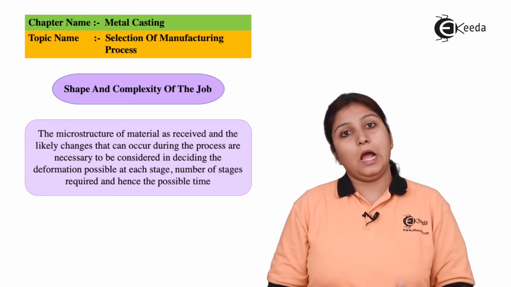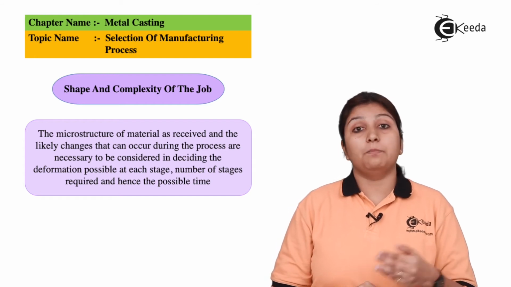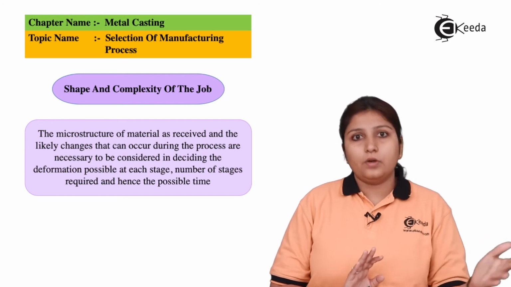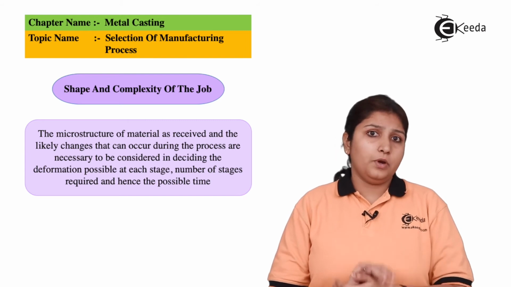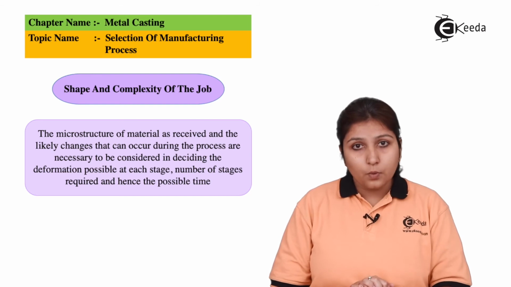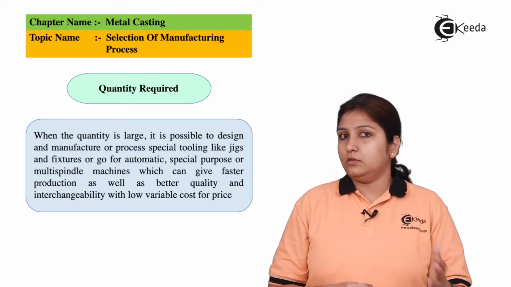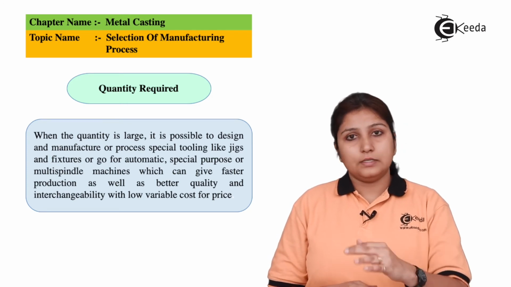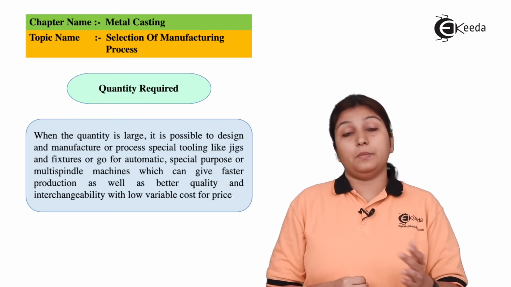After seeing the material and the shape, then we'll come to the quantity, whether it is batch production, mass production, or any other production. For mass production, quantity is more. But for batch production or for job production, quantity is less. So we have to see how much of the job is required. According to the quantity, the job order can be done, material can be utilized, and casting or any other process can be done on the job. So quantity plays an important factor in a manufacturing process.